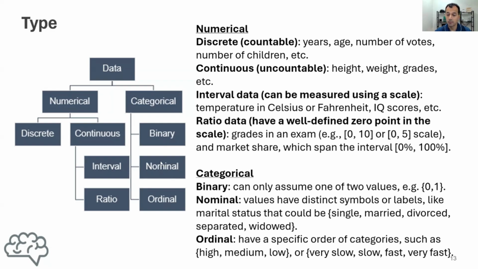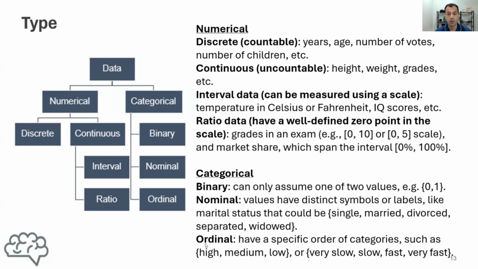We also have the nominal variables, and these are those that have distinct symbols or labels describing them. For example, when we think about marital status, it could be single, married, divorced, separated, widowed, right? So we have these labels or categories that are names describing these nominal variables.